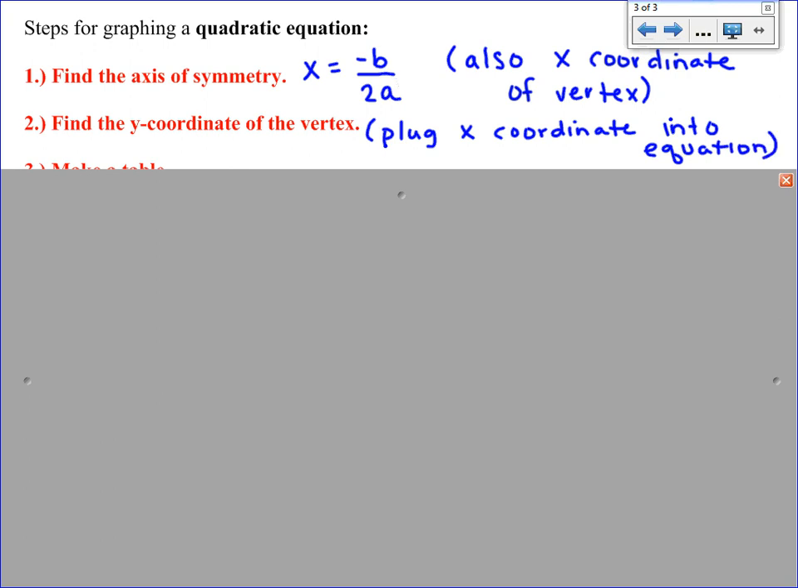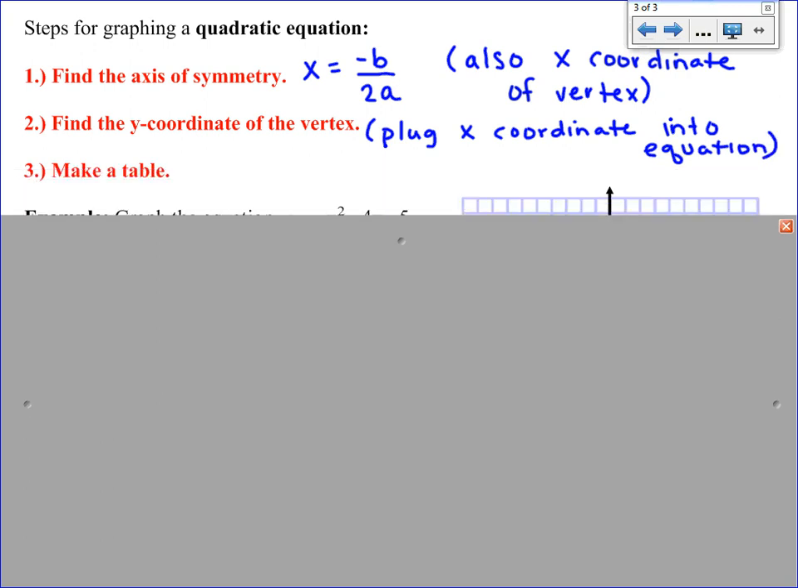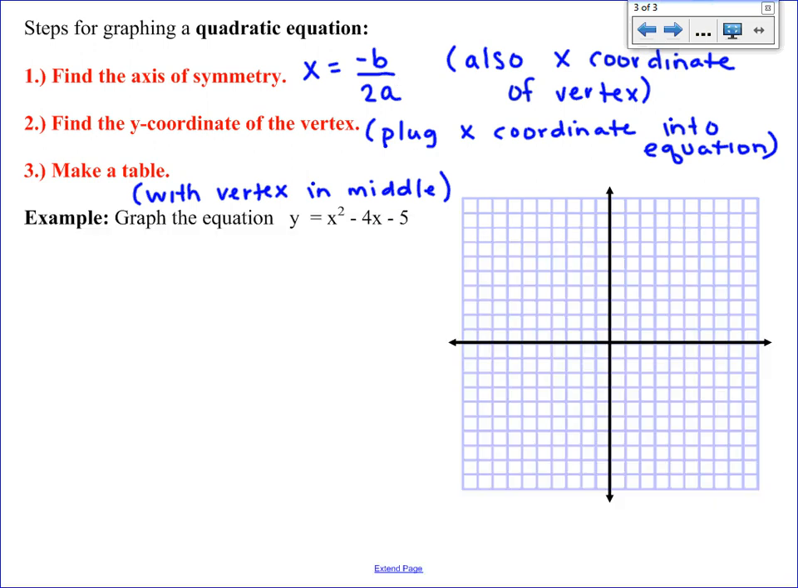Then the third step is you are going to make a table, and that's going to look just like your XY chart, like we used to do with lines. The most important thing to remember with the table is that you're going to put the vertex right in the middle. By doing this, you're going to save yourself a lot of work and frustration. Okay, let's get started. Here is our example.